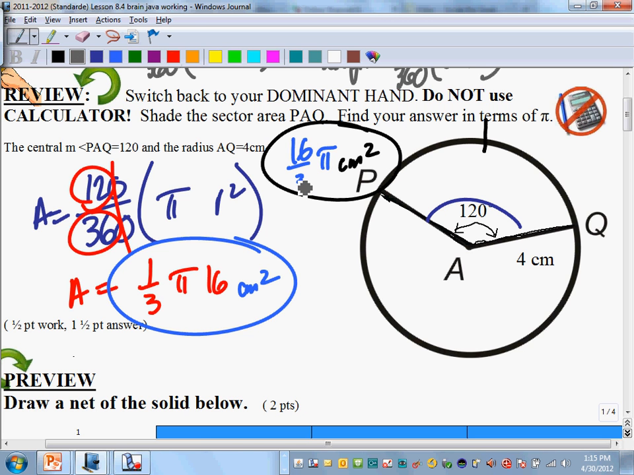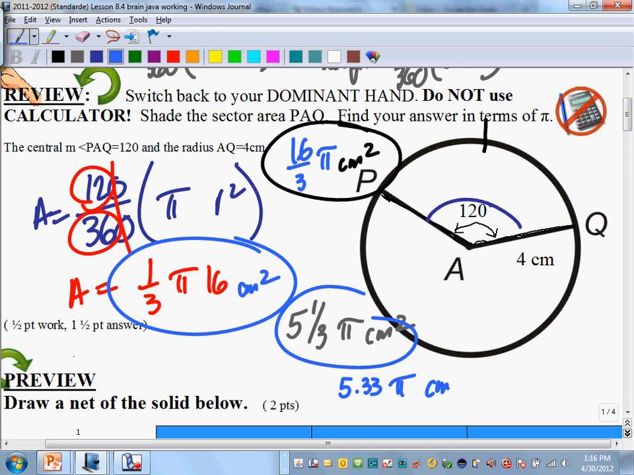Or some of you went 3 goes into 16 5 times, 1 left over, and you did 5 1/3 pi centimeters squared. Or I'll even take a 4th version. Some of you know 1/3 is 0.33, 5.33 pi centimeters squared. Okay, yes, sir. You used a calculator. No, you didn't. What's the question, sir?